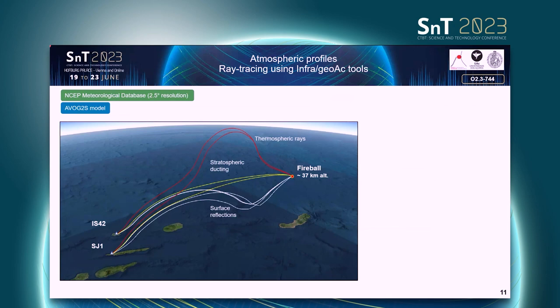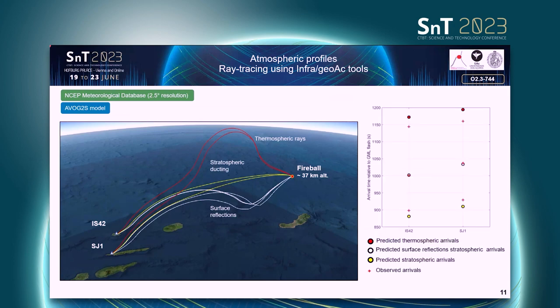Here there's a more interactive map where we can see that, applying the ray tracing technique and also the GLM data at the time that the flash was recorded, we could locate the fireball event around 40 kilometers altitude north of São Miguel Island, which is very consistent between the observed arrivals and the predicted ones, especially on the sea surface reflected waves. They are almost the same.